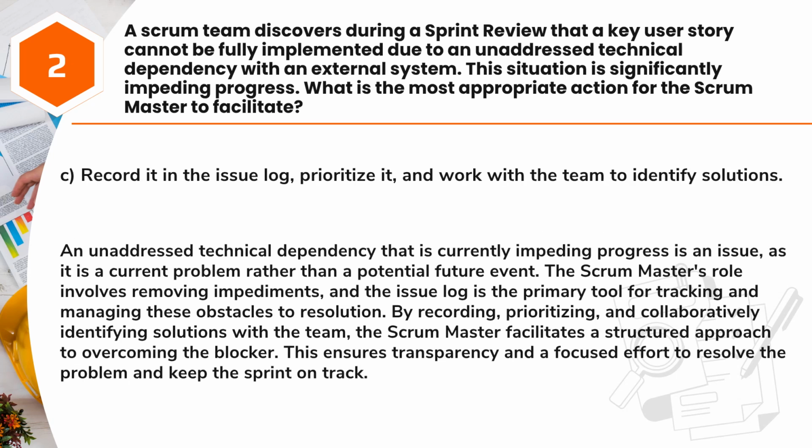Answer: C. Record it in the issue log, prioritize it, and work with the team to identify solutions. An unaddressed technical dependency that is currently impeding progress is an issue, as it is a current problem rather than a potential future event. The Scrum Master's role involves removing impediments, and the issue log is the primary tool for tracking and managing these obstacles to resolution.